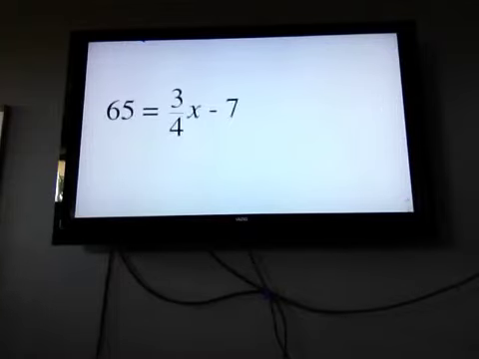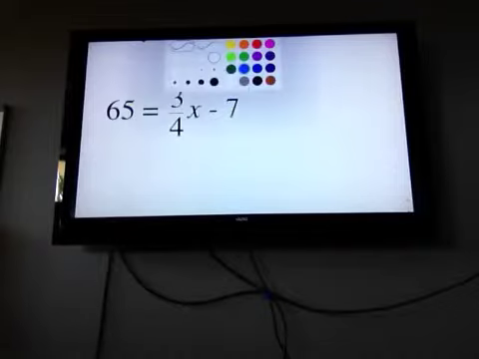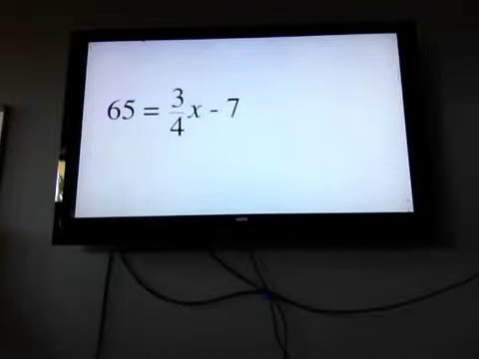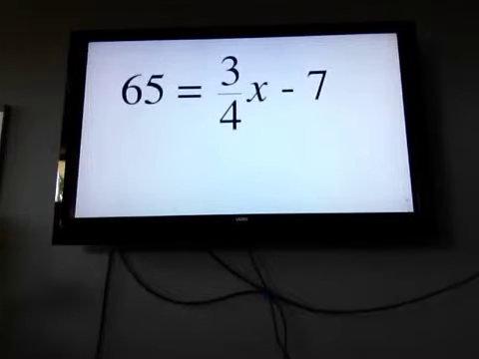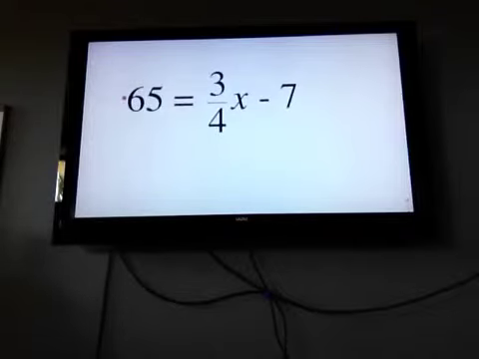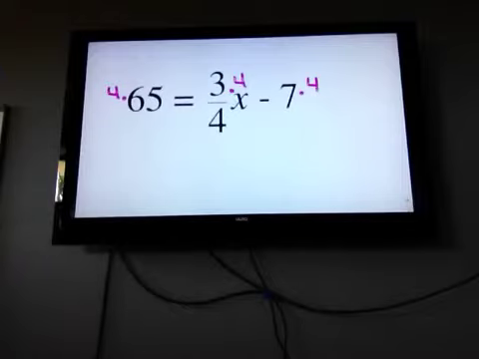Okay, next question has a common denominator of 4. It's the only denominator there. That makes it the LCD. This is the first equation we have had with 3 terms in it. 65 is a term. 3/4 is a term. Negative 7 is a term. So every term gets multiplied by that 4. 4 here, 4 here, and 4 here. So not each side of the equation, but every term in the equation.